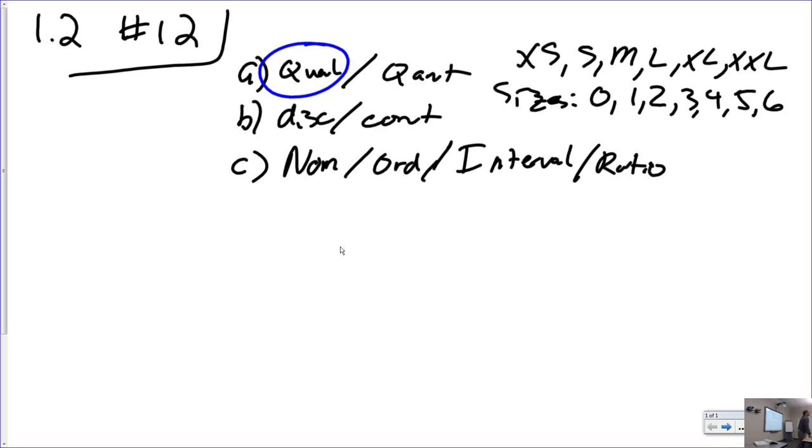And this is a classic example of where they are potentially not being specific enough. All right, so regardless though, I would like to think that this is going to be qualitative and not quantitative.